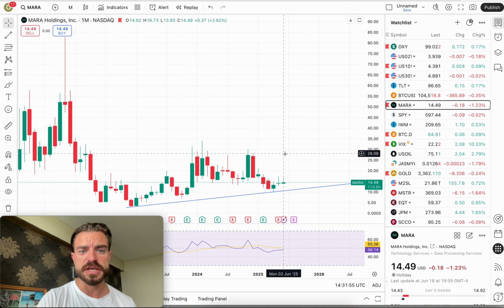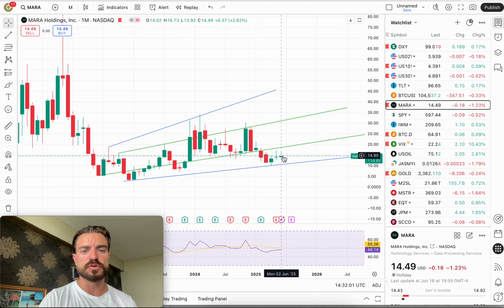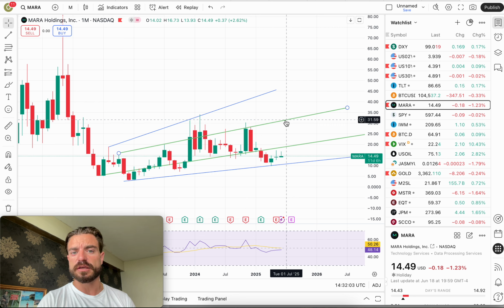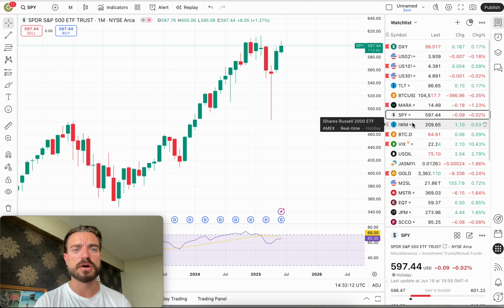Marathon, the miners still consolidating. They had a decent move up, but they're just consolidating right now. I can see Marathon September, October hitting $30. That is my prediction. The markets right now, beautiful.